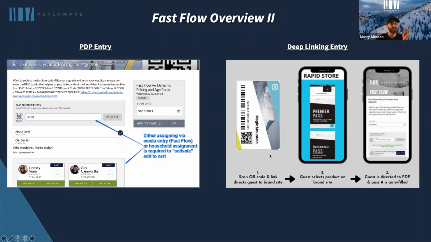That QR code's link will direct them to a URL in step 2 on the brand site where they can select from different FastFlow products. Note that the URL they clicked and went through initially also contains the guest's pass number. Then in step 3, once the guest has selected a product from the brand site, they are directed to Aspenware's PDP, and their pass number is automatically entered in the product description page's FastFlow field, so they can quickly check out by just clicking add to cart.